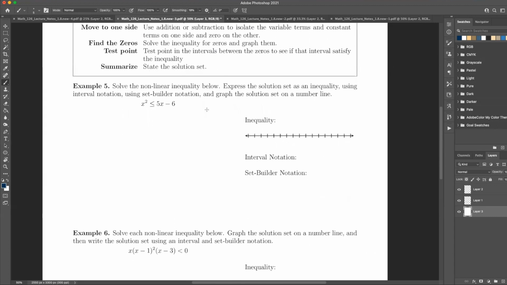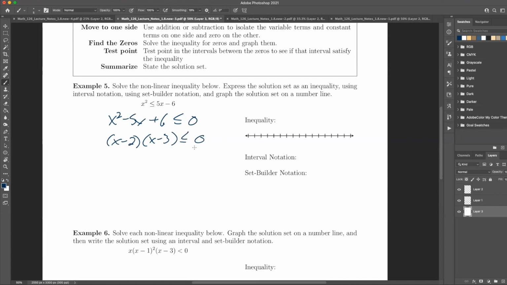So I'm going to take this. We're going to move everything to one side. If I move everything to one side, I'm going to move over the 5x and move over the 6, and this is going to be less than or equal to 0. So I moved everything to the left side, which is what you normally would do. Here, I can factor this. This will be x minus 2 times x minus 3, less than or equal to 0.